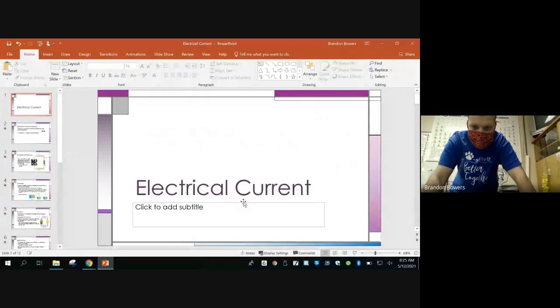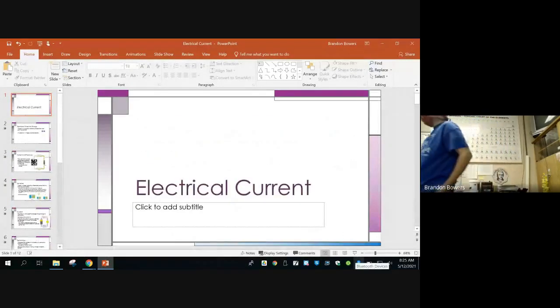Okay. So yesterday we built circuits, right? We built our own circuits. We had lights. We had a 9-volt battery, AA, right? And we made lights. We used motors. Okay. Today we're going to analyze how it works, right?